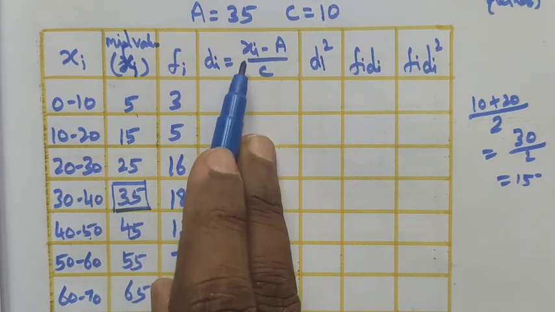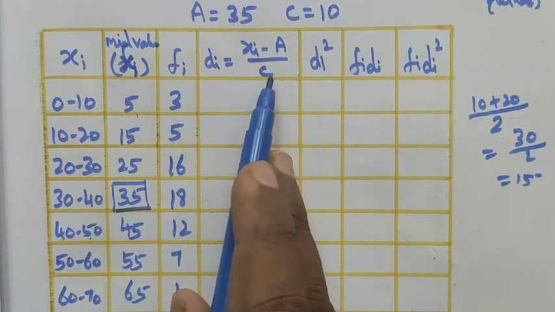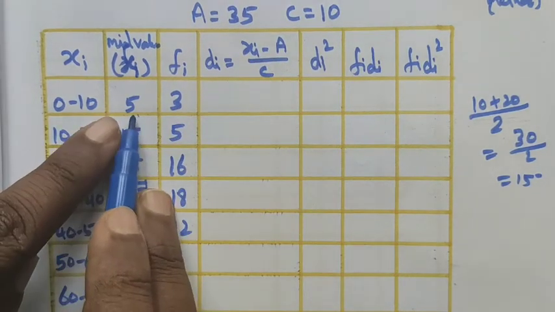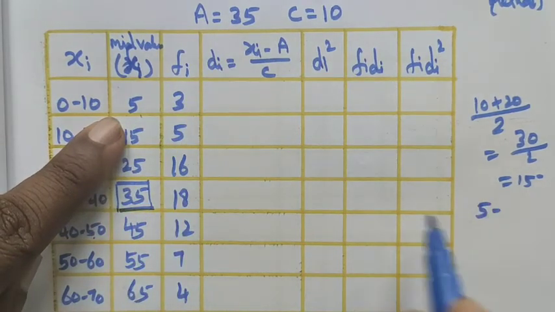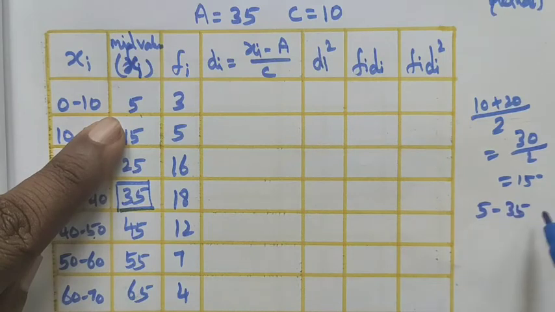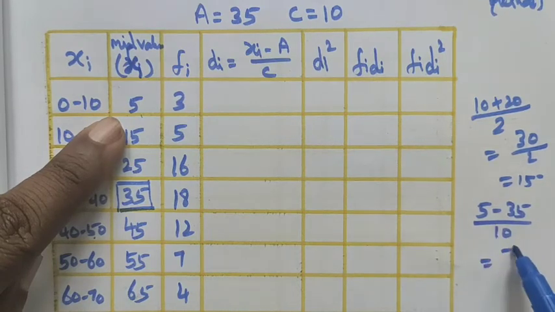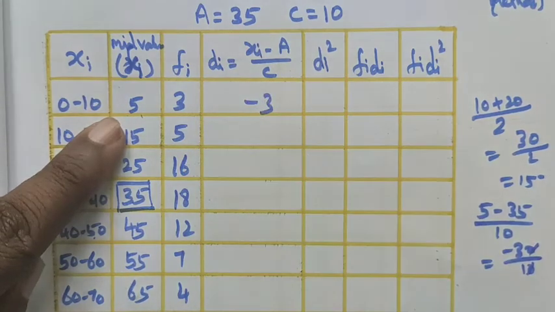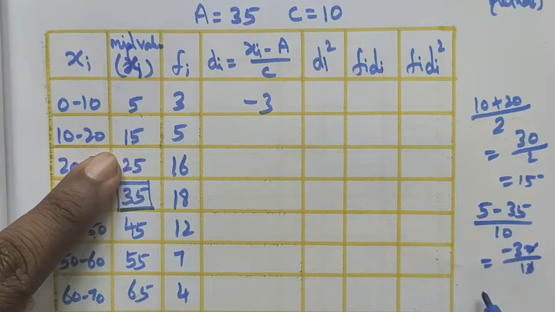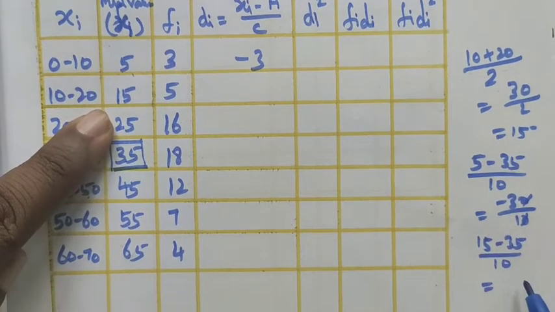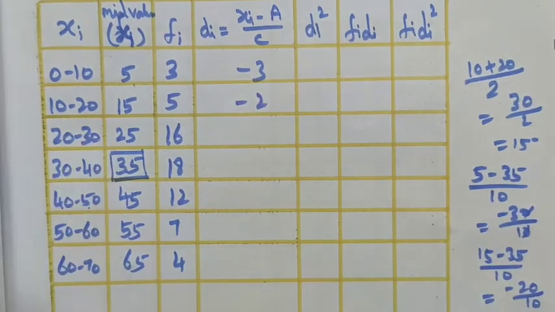Now we want to find out di. di is equal to xi minus a divided by c. See, this is xi minus a. xi is equal to 5, minus a is equal to 35, divided by 10 is equal to minus 30 divided by 10 is equal to minus 3. Second one, 15. 15 minus 35 divided by 10 is equal to, we get minus 20 divided by 10, we get minus 2.